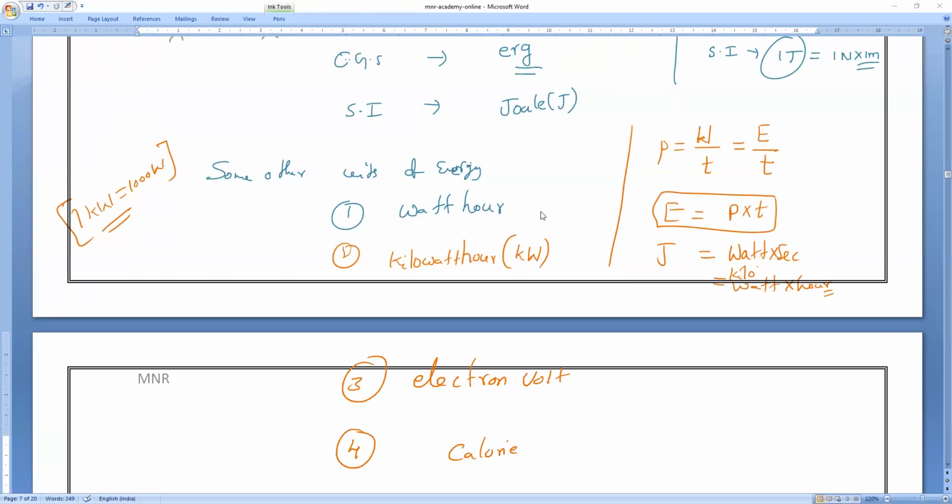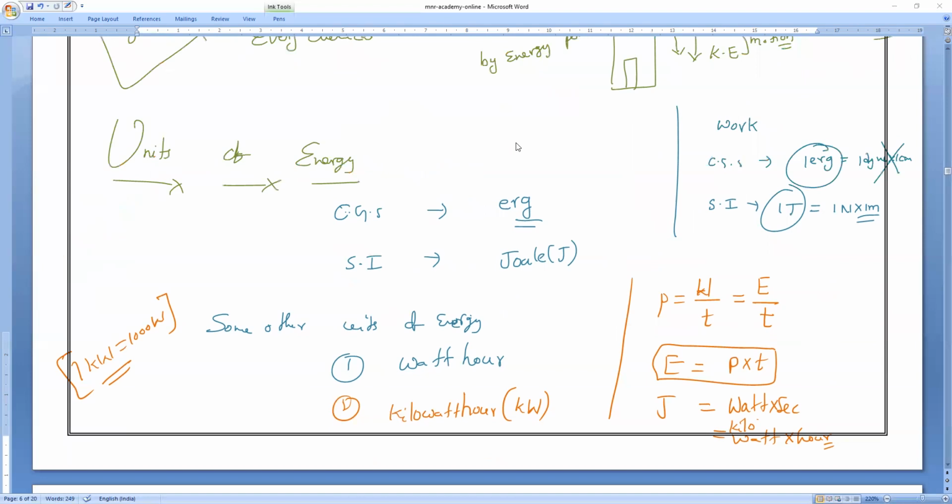And yesterday I have taught you, erg is equal to how many joules? 1 joule is equal to how many ergs, guys? Check your notebooks. Yesterday we have done. 1 joule is equal to 10 power 7 ergs. And 1 erg is equal to 10 power minus 7 joules. We have written or not? All of you, learn it. That is necessary for us.